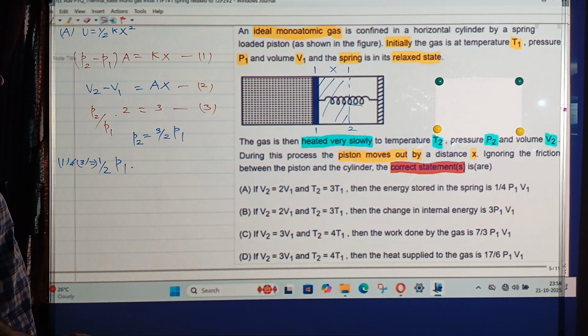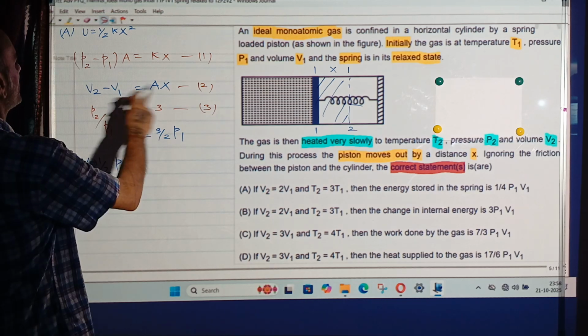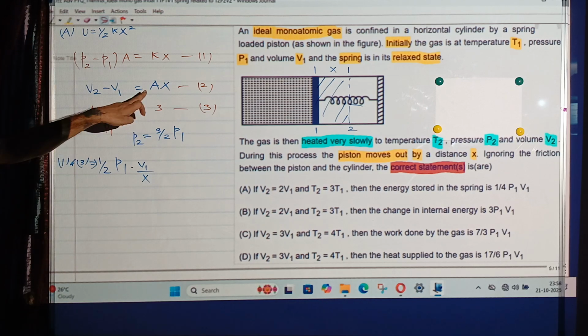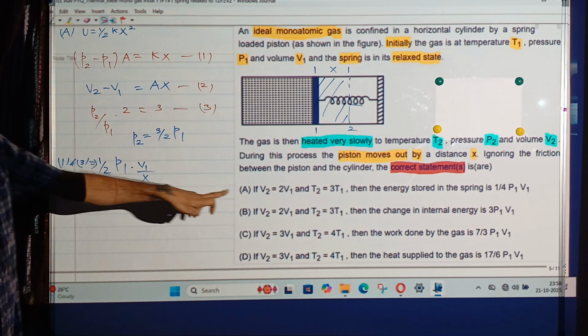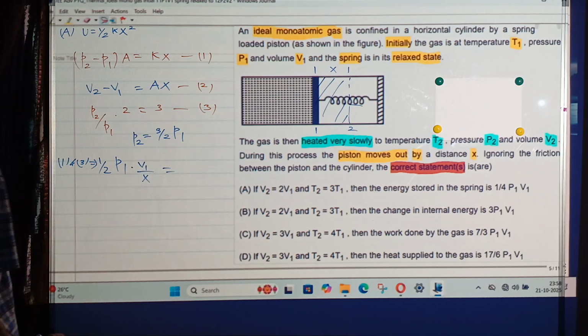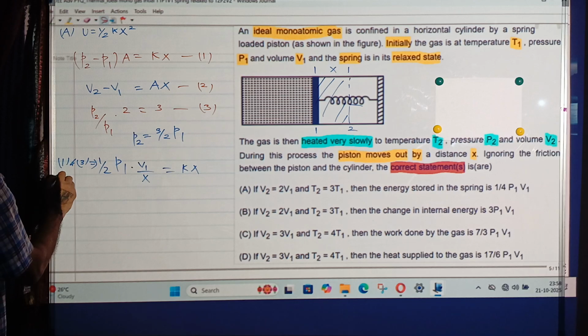And V2 is twice V1. So twice V1 minus V1 is V1. So A is V2 minus V1 by X, and V2 minus V1 is V1, so this will be V1 by X. That's equal to Kx. So I use 2 also.